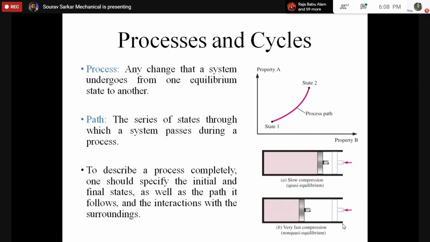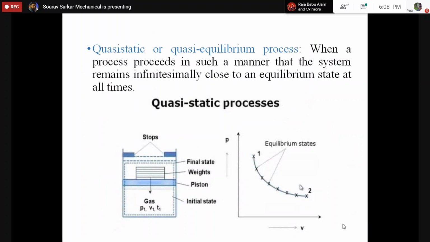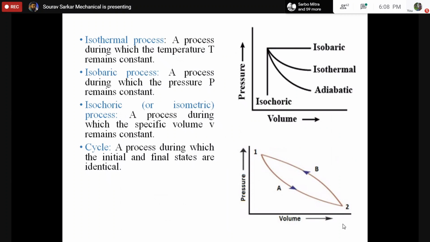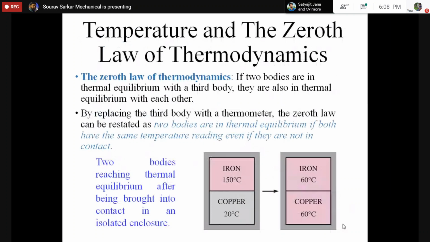Then we defined process, then path. Then I gave you the idea of a quasi-static process. Why the quasi-static process was important was also discussed in the previous class. It is basically a hypothetical process connecting the initial state and the final state by slowly changing the driving force. Then we can plot the points. This was discussed in the last class. Then different types of processes, which are already known from your high school physics.